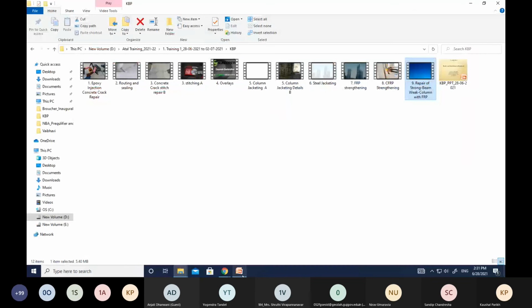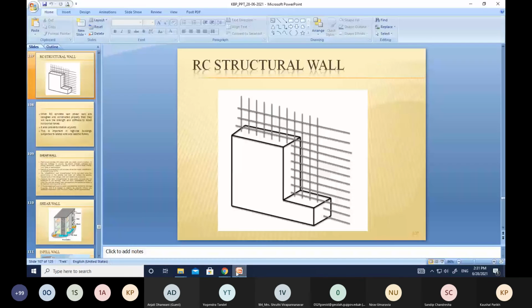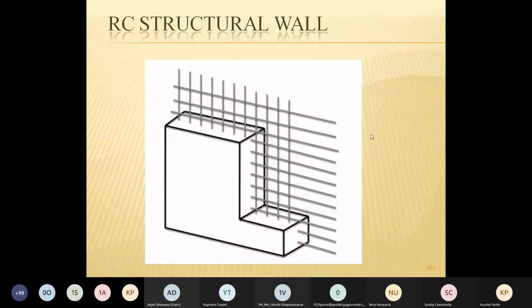Another retrofitting technique is the application to an RC structure wall, which is also known as the shear wall.